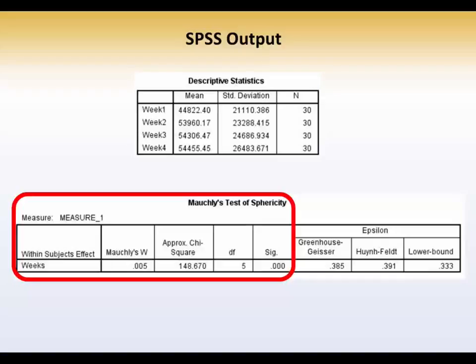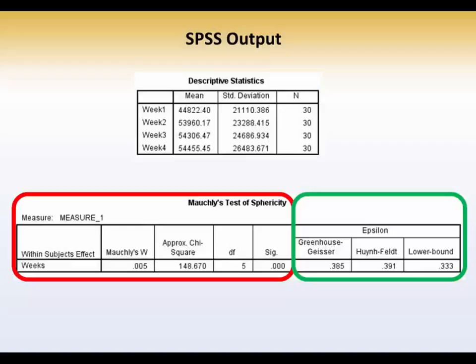Those adjustments are based upon the epsilon values on the right. We previously said there were 3 adjustments that could be made. We have the Greenhouse-Geisser, Huynh-Feldt, and lower bound estimates. Notice in our case they're pretty similar, but essentially this is the value that you use to multiply the degrees of freedom in the numerator and the denominator in order to reference the appropriate critical value with adjusted degrees of freedom depending upon how much you have violated the sphericity assumption.